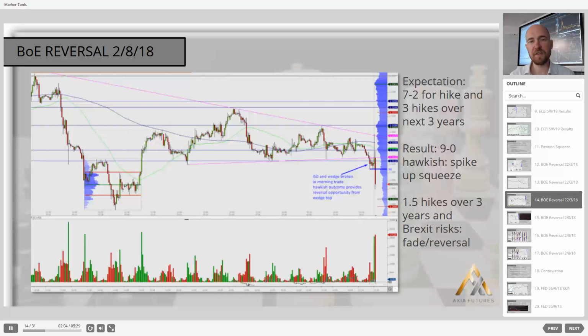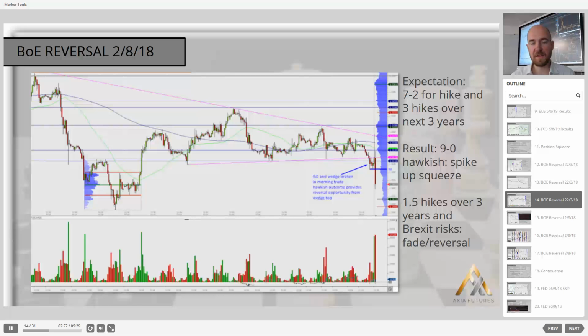Now put yourself in those people's shoes. If you were short on the break of the wedge, on the break of the inside day, where would your stop be? Well, for most of these people, or for many of them, their stops are going to be back inside the wedge, back inside the inside day. And this gives you the clue of a potential squeeze of positions.